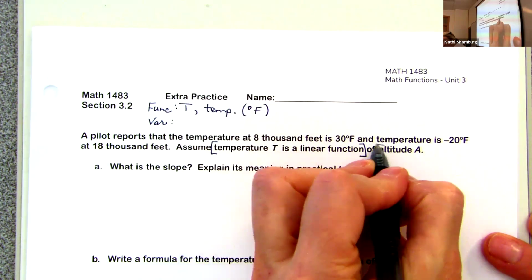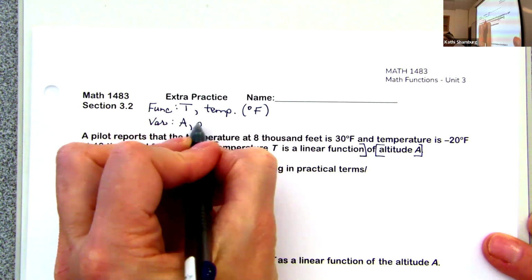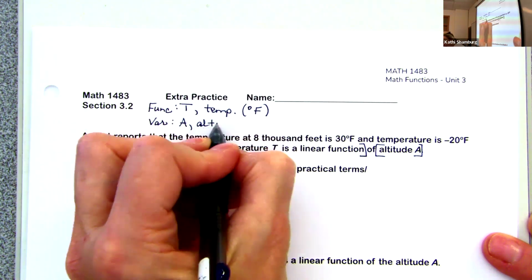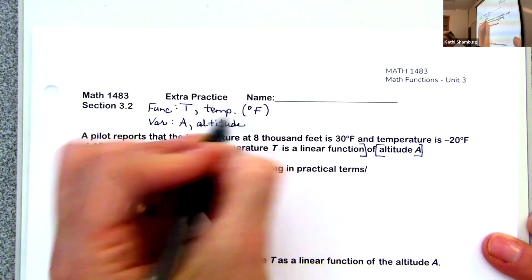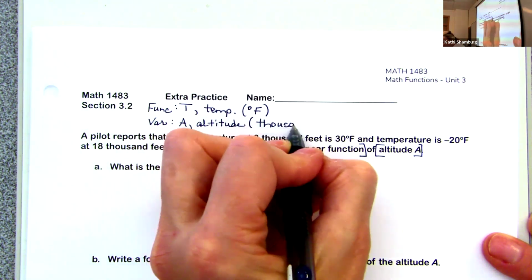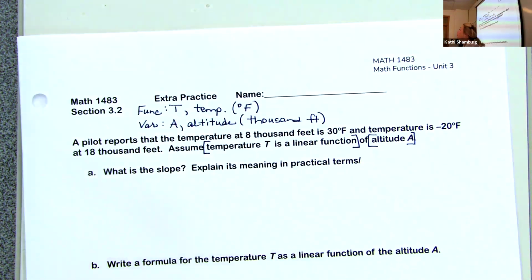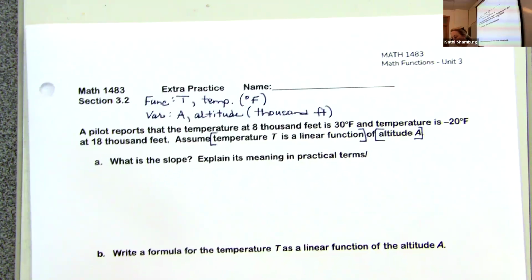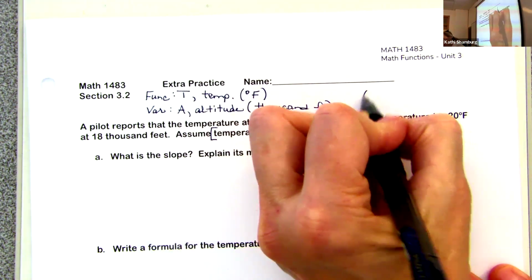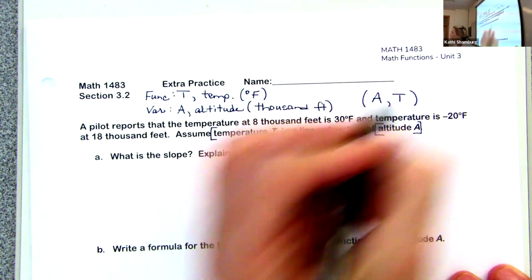So then that means A is your altitude, and did it give me more specifics on that? Notice it is 1,000 feet, because if you calculate 2, it doesn't mean 2 feet, it means 2,000 feet. So be careful on that. We know then that the ordered pair is (A, T).